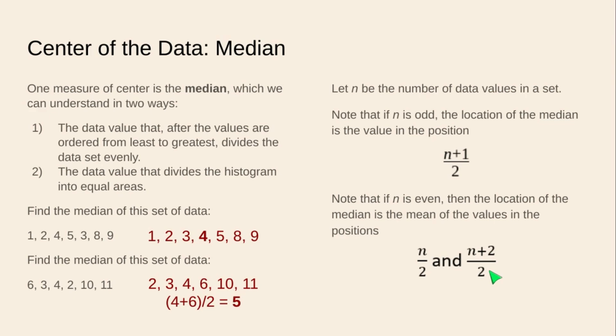Okay, so let's look at our example over here with an even number of values. I've made them least to greatest right here. There are 6 values, so n is 6. n over 2 would be 3. (n plus 2) over 2 would be 4. So for the 3rd and 4th values in that set, I want to find the mean. The 3rd value is 4, and the 4th value is 6. The mean of those two numbers is going to be 5.